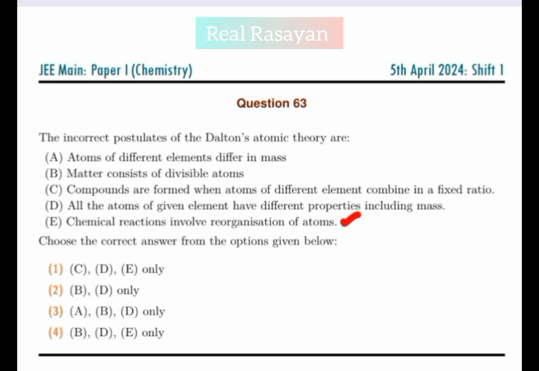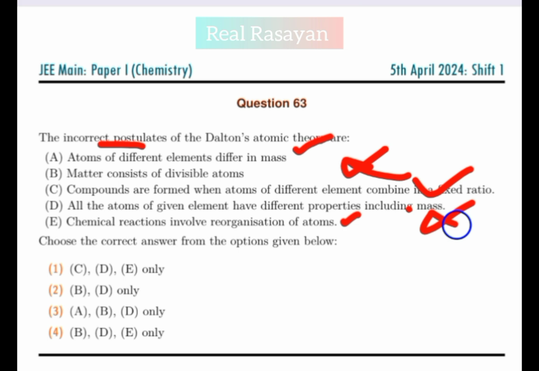So we have to find the incorrect postulates of Dalton's atomic theory. So first one is correct, second one is incorrect, third one is correct, and fourth one is incorrect, and last one is correct. So the incorrect statements are option number B and D. So the option B is correct here.